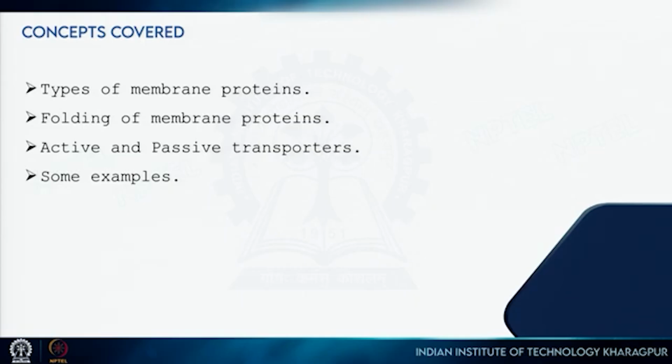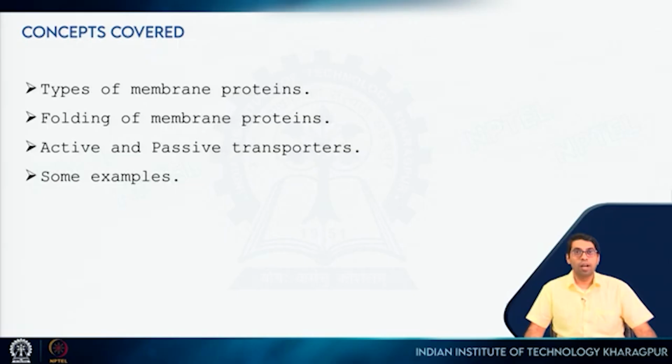So, in membrane proteins, the concepts that I will cover are types of membrane proteins and folding of membrane proteins. So, we will see that membrane proteins fold in a slightly different manner compared to water soluble cytoplasmic proteins. Then we will look at two different types of transporters, active and passive transporters, and I will give you a few examples.